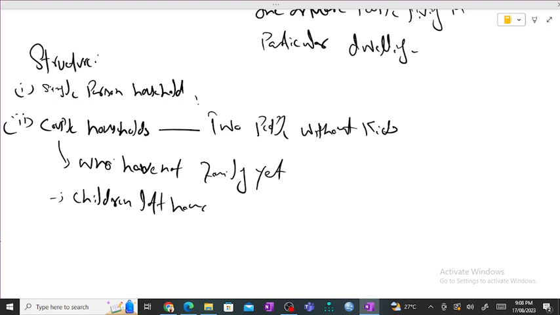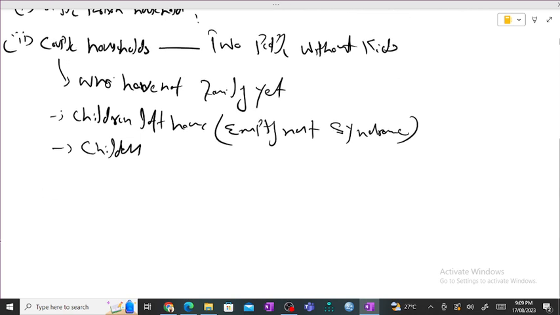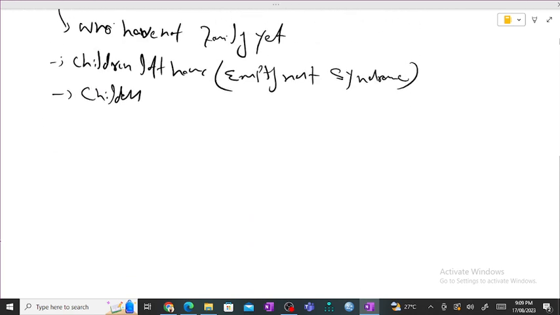We also call this empty nest syndrome. Third could be those who have chosen to remain childless or can't have a child. So they have a choice to stay together but without a child. That could be another definition of the couple household.